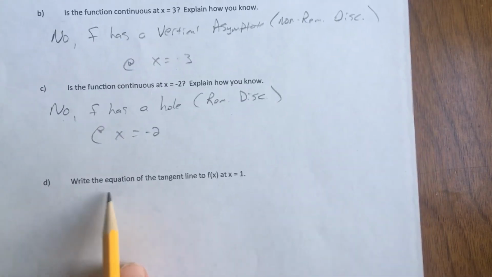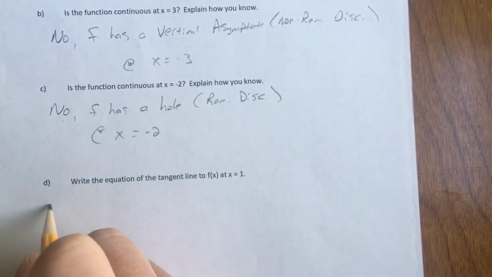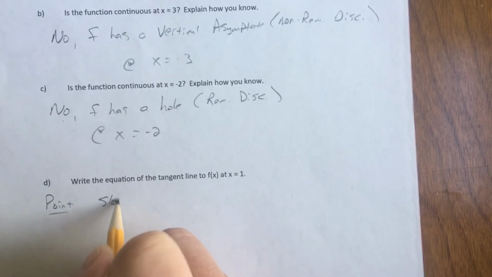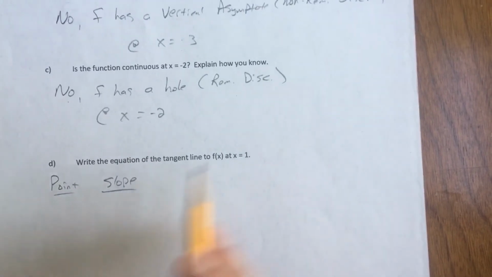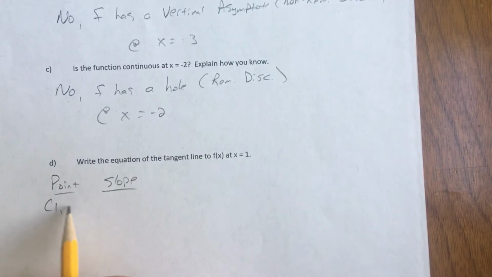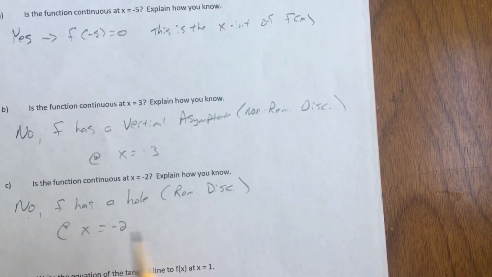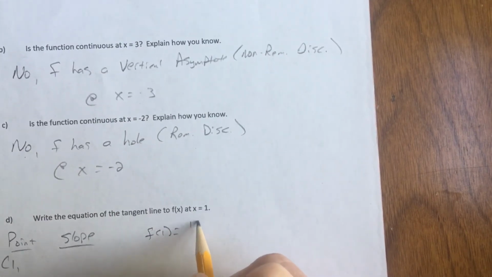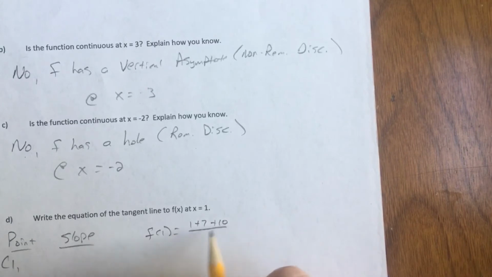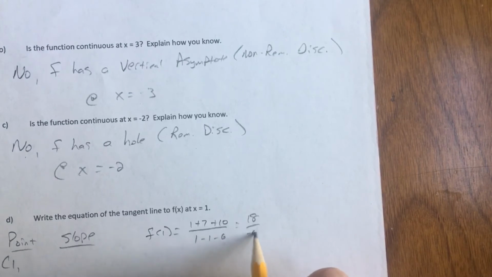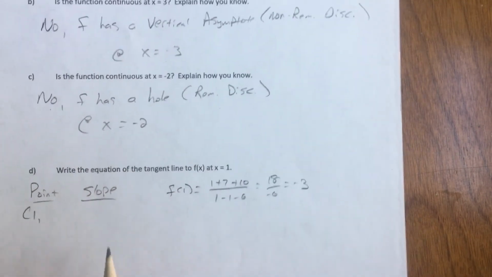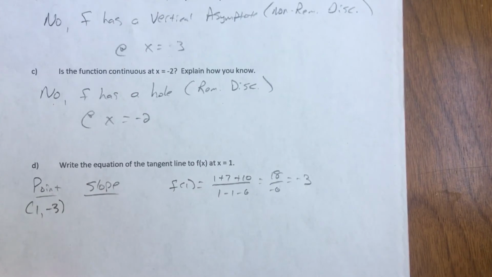Now the last one says, can we write an equation of a tangent line at x equals 1? So first things first, we're going to talk about a point and a slope. Anytime we talk about the equation of a tangent, we're thinking point and slope. We know the x coordinate is 1. I need the y coordinate for this, so we're going to find f of 1. According to our function, if I put 1 in, I'm going to get 1 squared plus 7 times 1 plus 10 over 1 squared minus 1 minus 6. That's going to give me 18 over -6, which is -3. So for the point, when x is 1, y is -3.